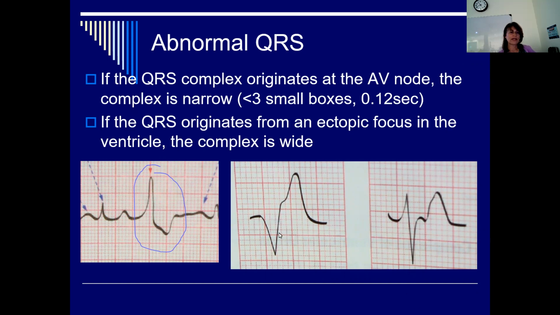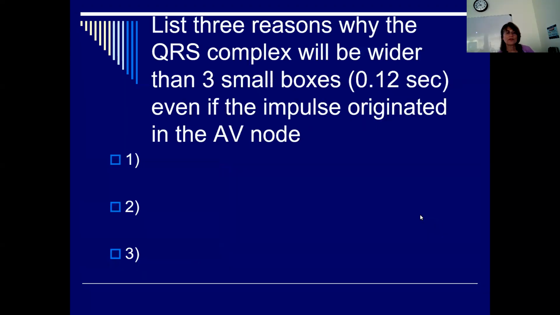So when you're looking at the pictures, doesn't it look pretty obvious that you're looking at abnormal QRSs? So usually they're pretty obvious.